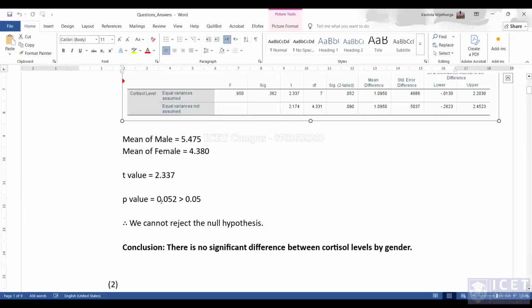I think you can understand this. If we are only considering the mean values, we cannot say whether there is a difference or not. For that, we have to go for the advanced statistical analysis parts. Okay, next question.